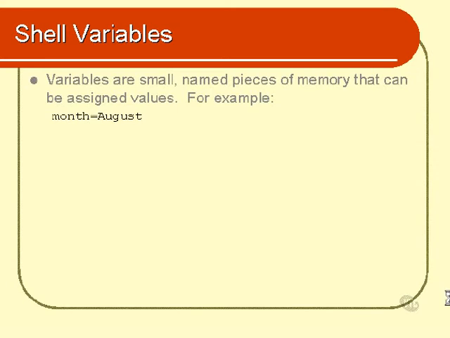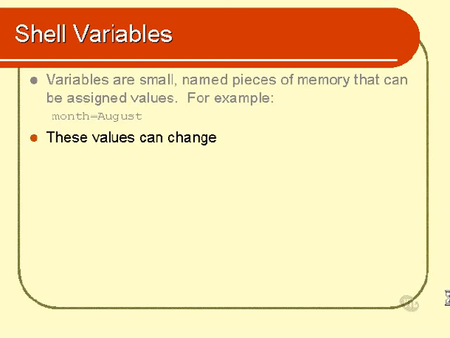We say that the variable called month contains the value of August, and these values can change, which means of course that I could assign another value to month. I could say, well, instead of assigning August to month, I could now assign July to month.